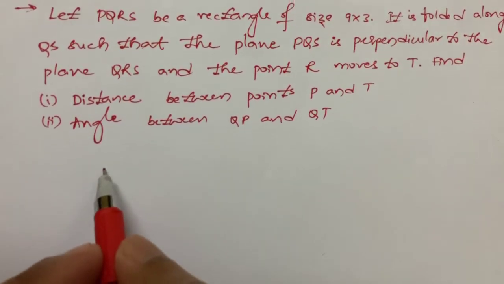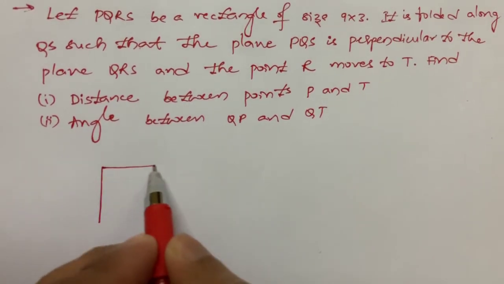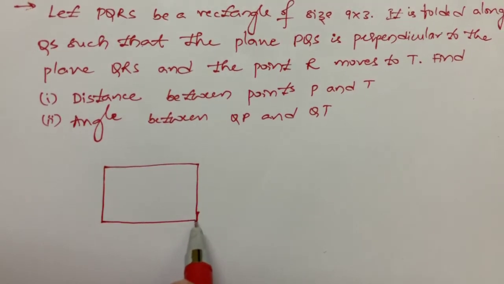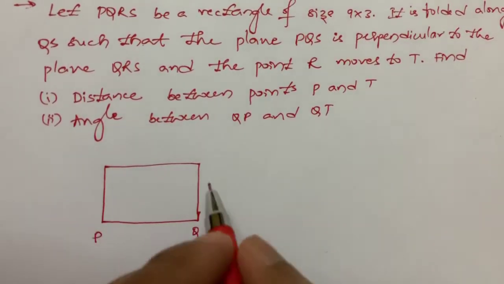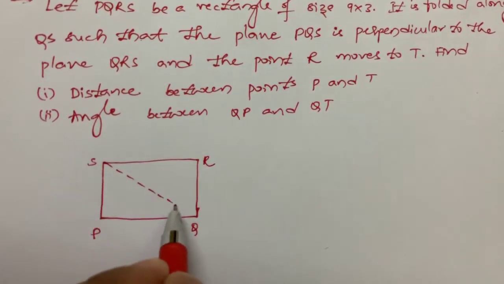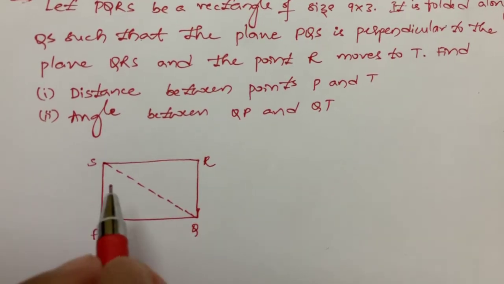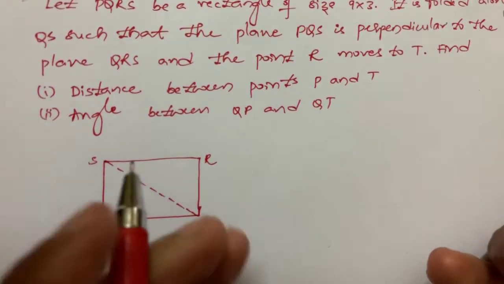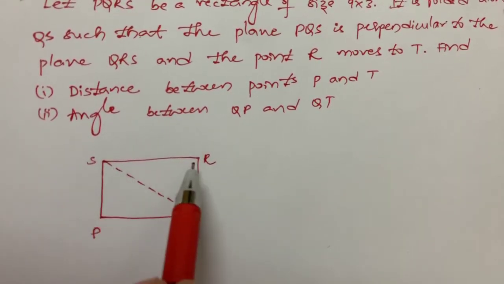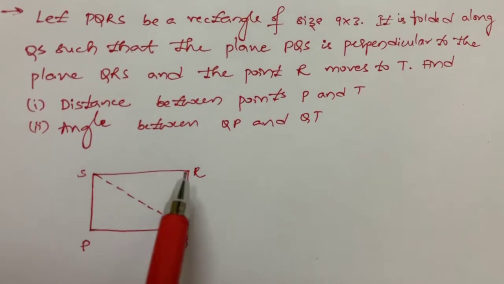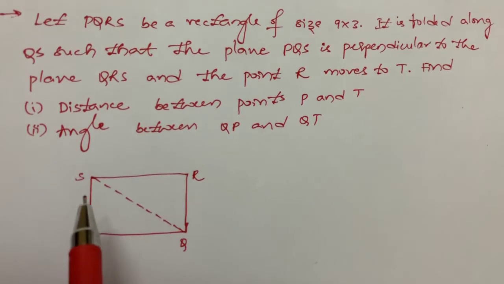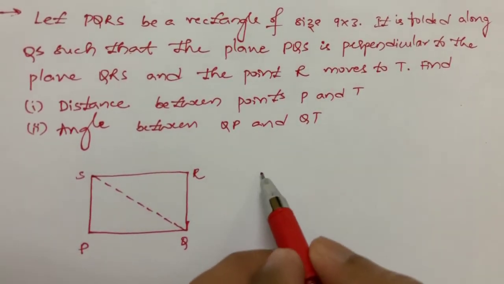Okay, let's first see what is given. PQRS is a rectangle. Now QS is a diagonal of it. We are folding along QS so that R will become T. We are folding such that this plane and the plane QRS are perpendicular. So instead of R we are saying it is T. So QTS is perpendicular.